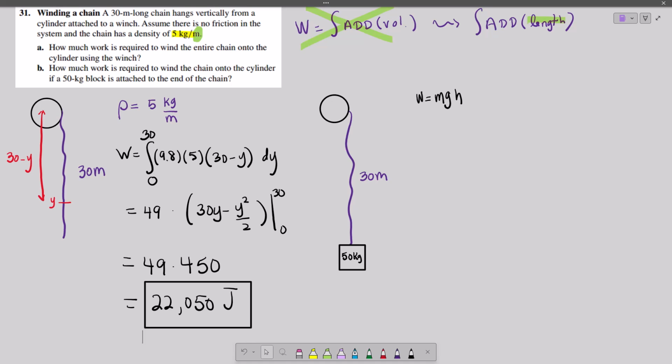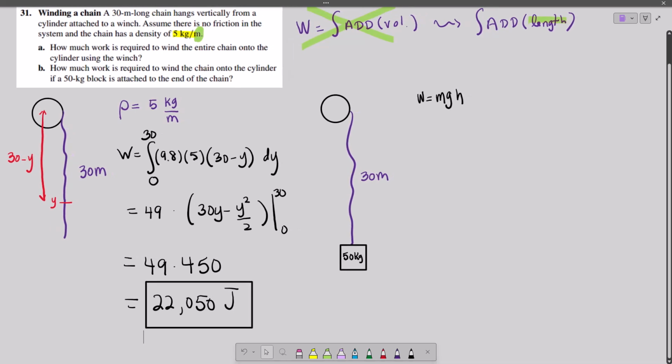Part B modifies this a little bit. They say, hey, let's add a 50 kg block to the bottom of this thing. Now let's find the work. Well, lifting a block puts us in the simplest scenario, and the simplest scenario is where you're just displacing a block, like a point mass. So we're just taking the mass and we're just moving it. Then we just have to multiply force times distance. And force, when we're dealing with gravity, is mass times gravity.